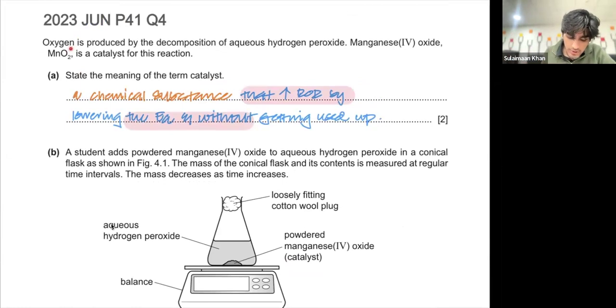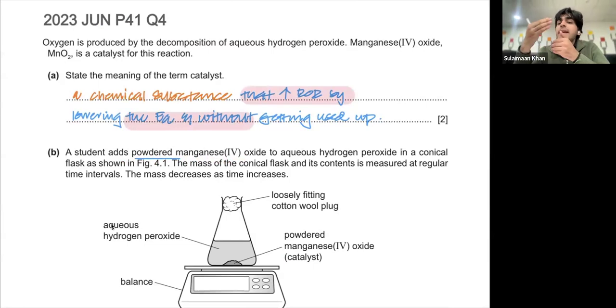Always read the question from the start. Oxygen is produced by the decomposition of hydrogen peroxide, and MnO2 is a catalyst for this reaction. A student adds powdered magnesium, so the rate is going to be higher. Why is the rate going to be higher with powdered magnesium?